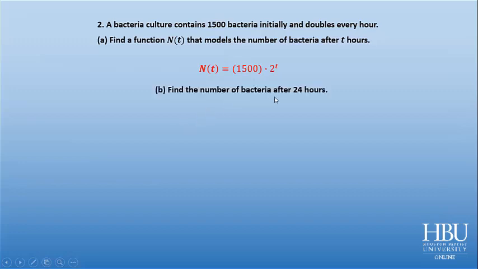Find the number of bacteria after 24 hours. I'm merely going to substitute 24 for the t here. And when I do that, 1,500 times 2 to the 24th power is 25,165,824,000 bacteria after only 24 hours, when we only started with 1,500, but we were doubling every hour. This is a good example of exponential growth. You see how rapidly something can grow if it is modeled with an exponential function.